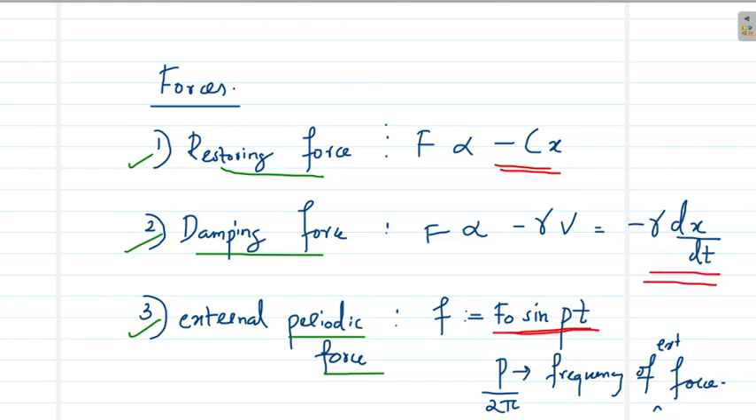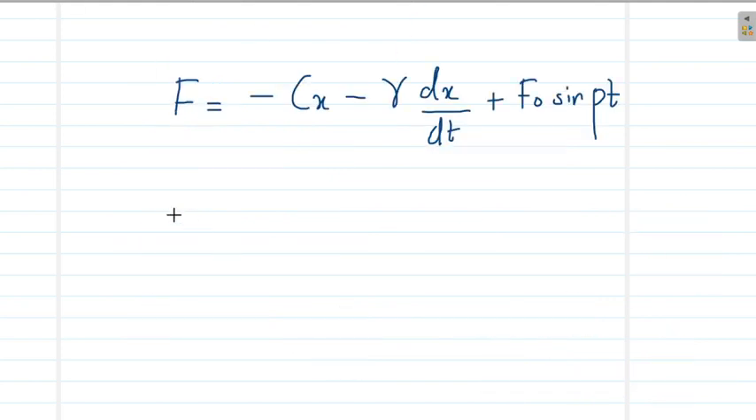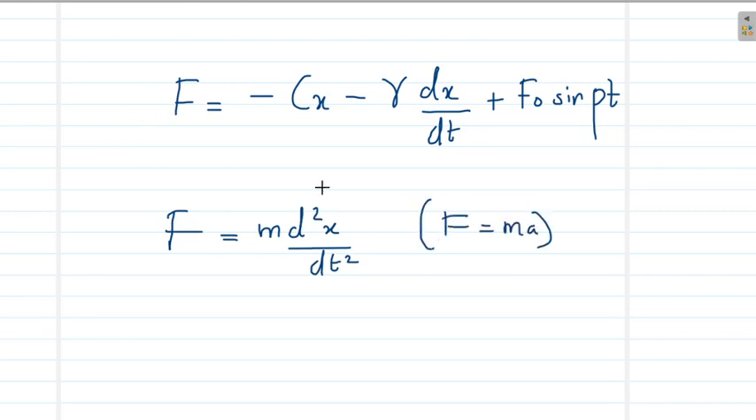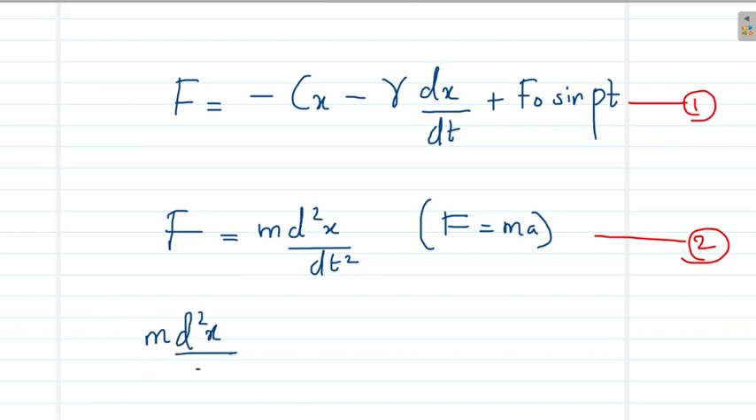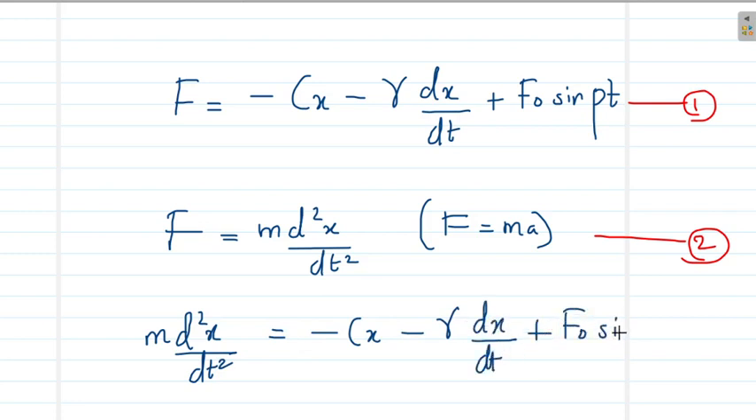Now from Newton's second law of motion, F is equal to m into d square x by dt square, which is the equation F equal to ma. Now equating 1 and 2, we can write the equation of motion, the differential equation corresponding to a forced harmonic oscillator, as m into d square x by dt square is equal to minus Cx minus gamma into dx by dt plus F0 sin pt.